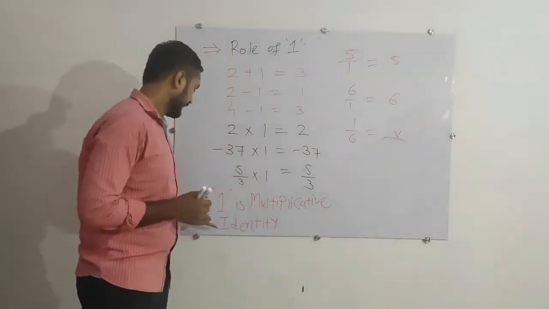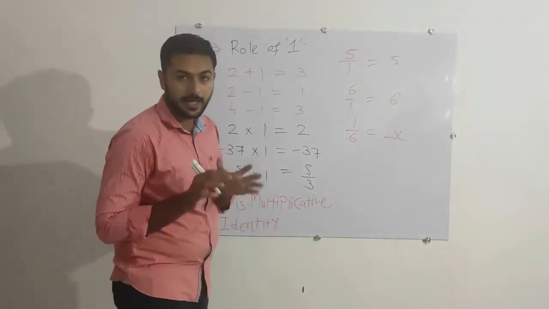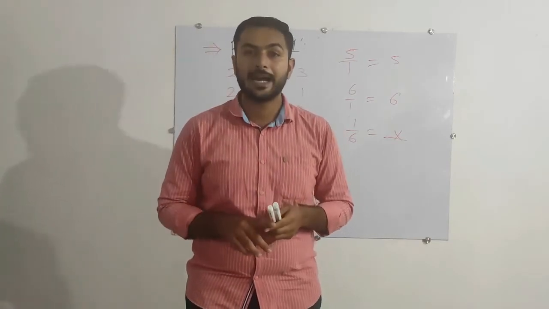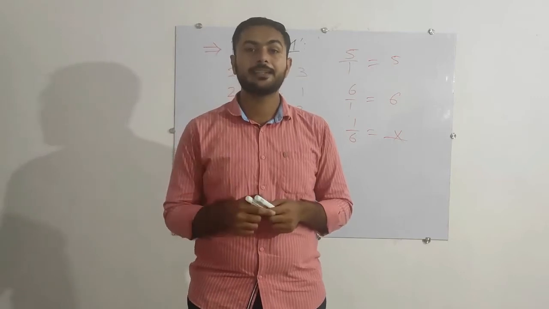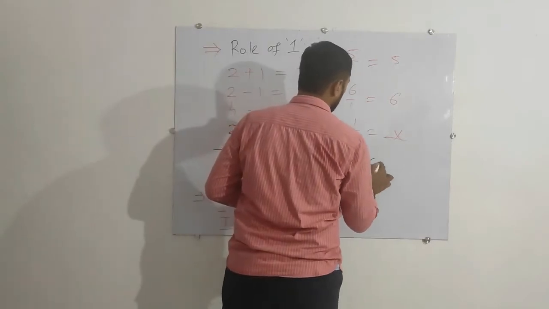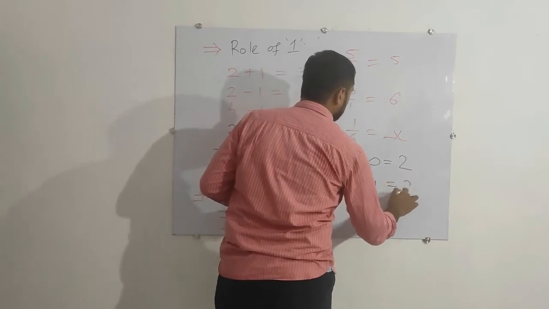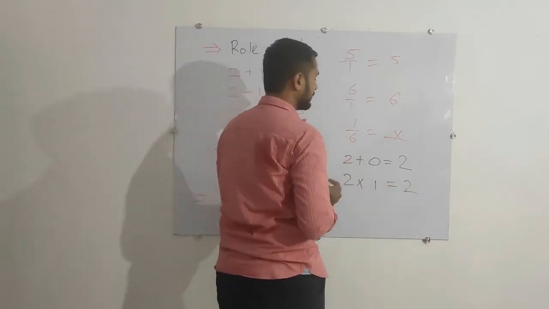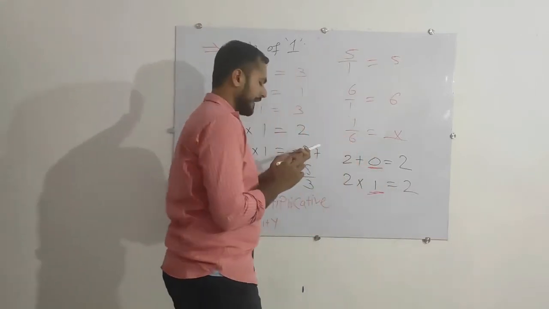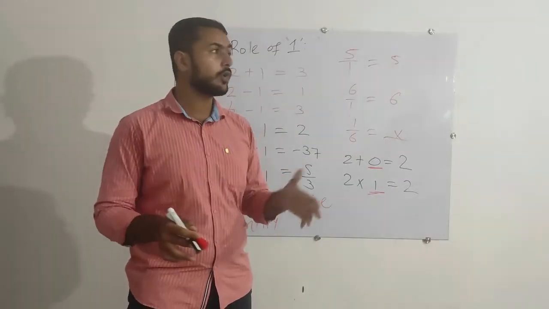And what we derived here is that 1 is the multiplicative identity. Remember that the multiplicative identity is 1, and the additive identity is 0, because if I do addition with 0 for any number, it is the same, and for multiplication with 1, it is the same. So 0 is the additive identity and 1 is the multiplicative identity. This is all about the role of 1. Just pause the video and note this down.